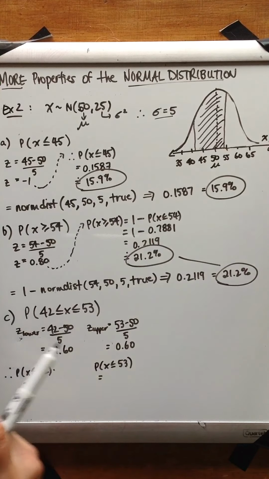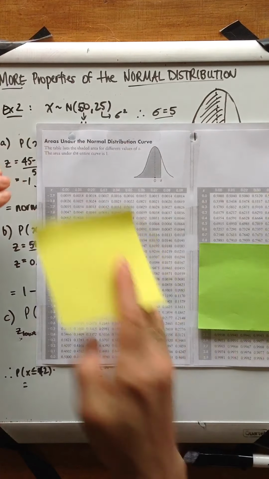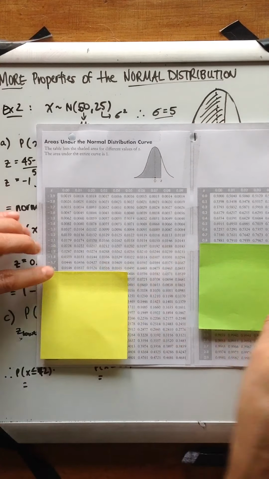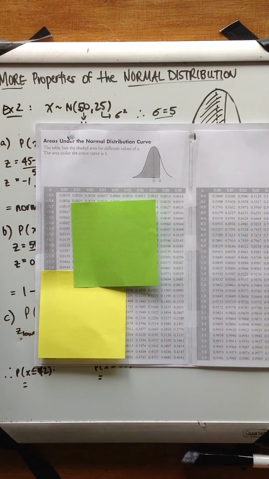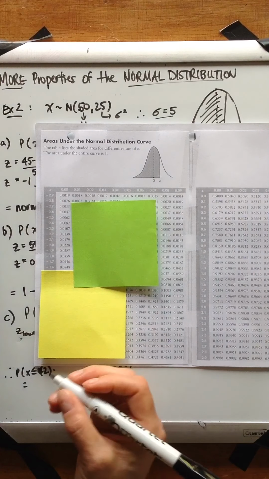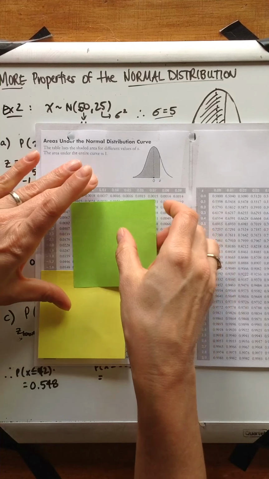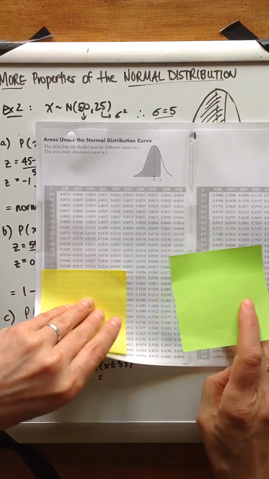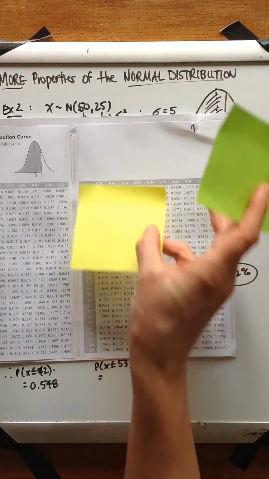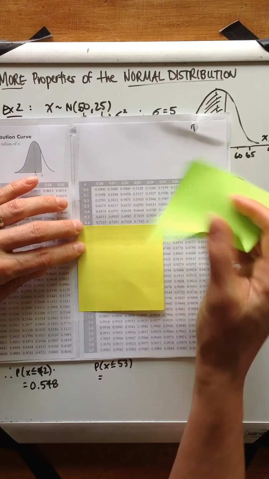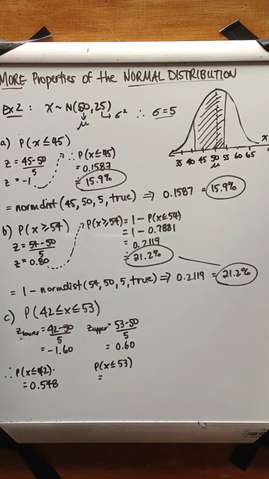All right, so negative 1.6. I'm going to go on the negative side. I'll scroll down to 1.6, go across to 1.60. There's my probability. It is 0.548. I'm going to write that down. Let's do the same thing now for positive 0.6. So go over to here, down 0.6. It's 0.60. Our probability is 0.7257.